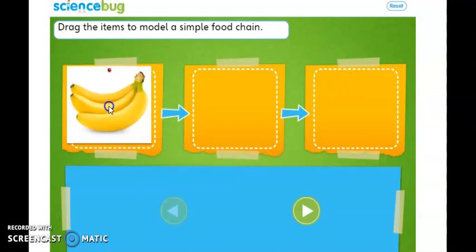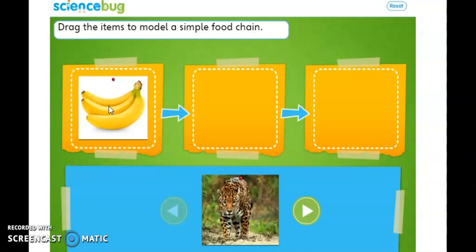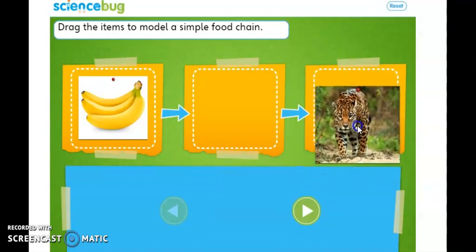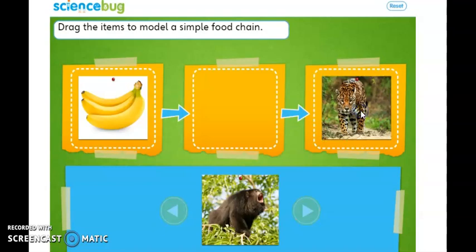Okay, good. So we say that in our food chain, we have to begin with the plant first. Okay, so we know very well that jaguar is a carnivore. So does it feed on plants? Do we put it next or do we put it last? Okay, so we are going to put it here because jaguar feeds on animals alone.